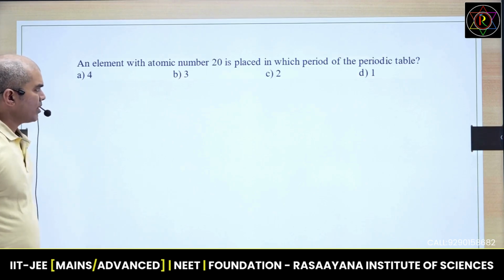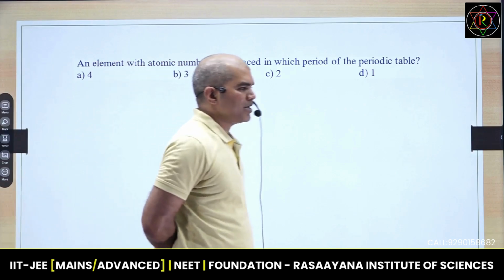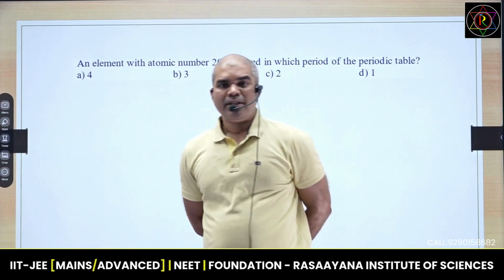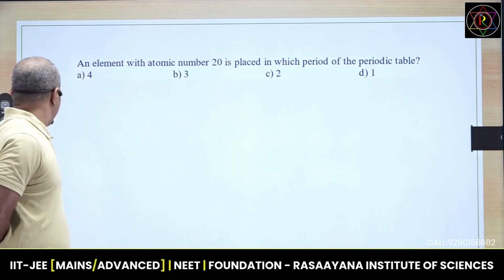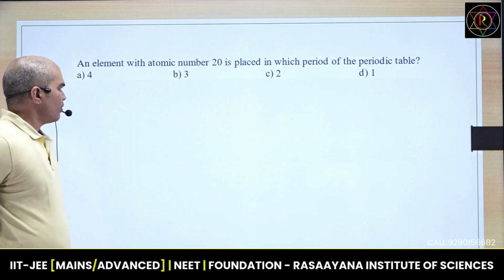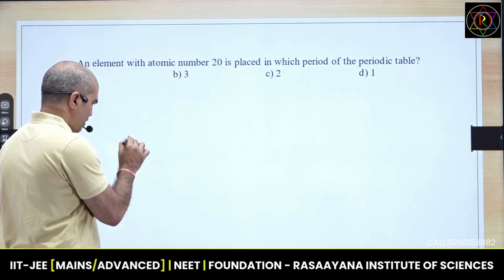An element with atomic number 20 is placed in which period of the periodic table? An element with atomic number 20 is placed in which period? 20 means calcium. Calcium is in which period? Then the easiest strategy to follow: does it belong to third period? Does it belong to fourth period? What is the strategy to follow? First write down its configuration.